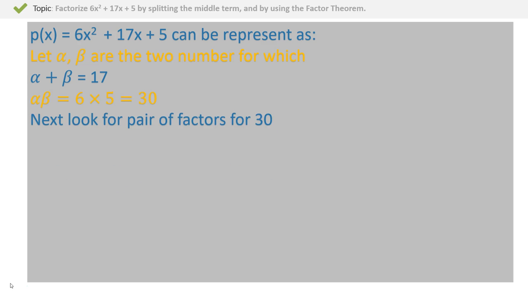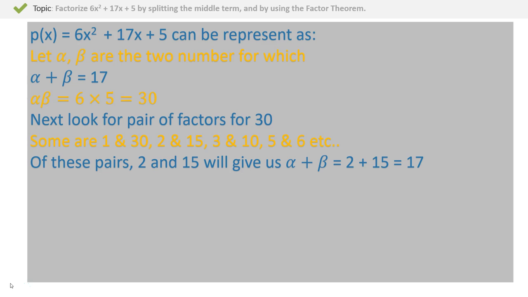Next, look for the pairs of factors of the number 30. Some of the pairs of factors of 30 are 1 and 30, 2 and 15, 3 and 10, 5 and 6, etc. Now if you take 2 and 15 as a pair, and if you add them, that gives you 17, and that satisfies the equation alpha plus beta equal to 17, and hence we can use 2 and 15, and p(x) can be represented as 6x squared plus 2x plus 15x plus 5, where alpha is 2 and beta is 15.